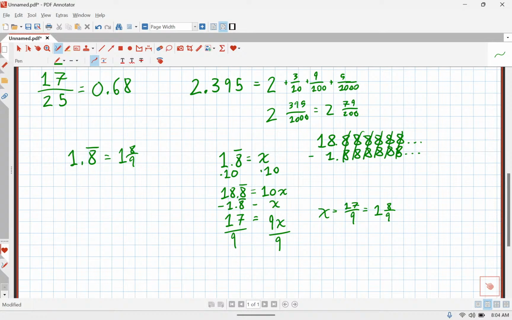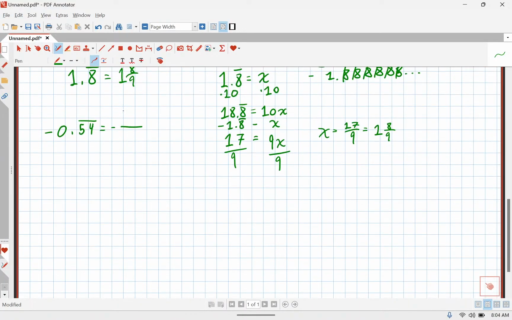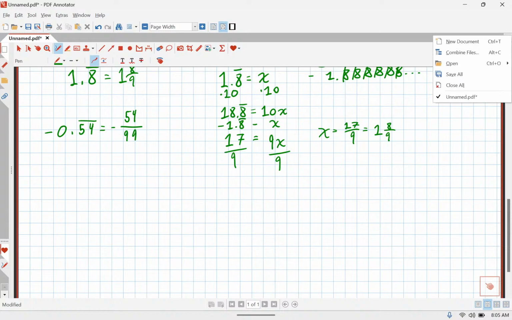It turns out that repeating decimals follow this rule. I call it the rule of nines, where if you have something like this, got a pencil? Negative 0.54 repeating. What you really can do is turn it into a fraction. The numerator is whatever is repeating. What's repeating here, guys? 5, 4. And how many digits is that? 2. So I'm going to put it over 2 9s. And that works every time. It's the rule of nines.